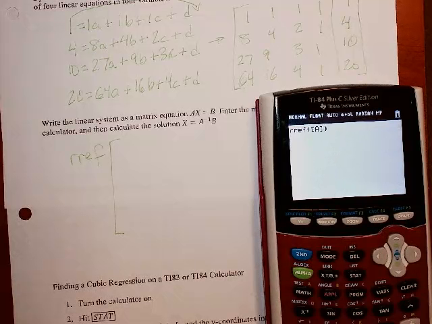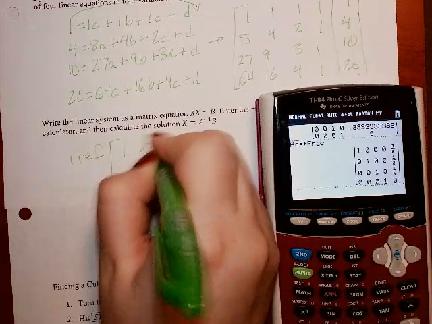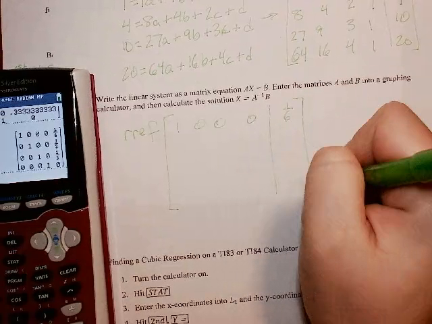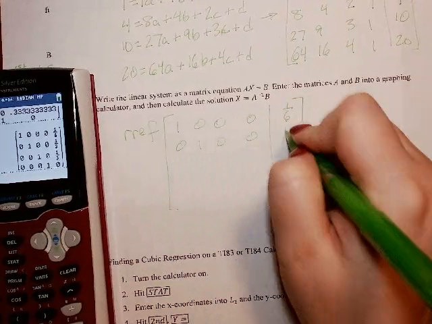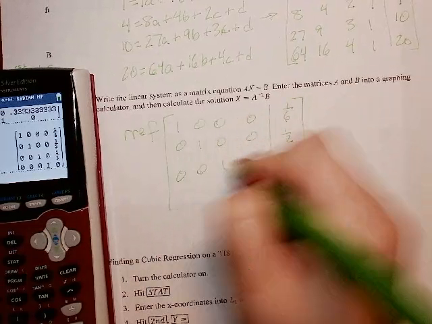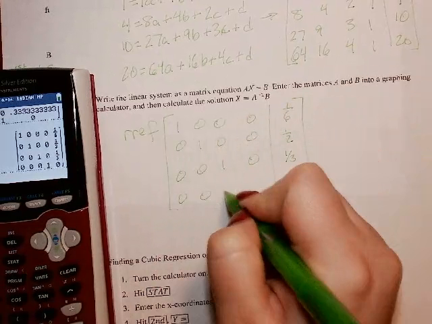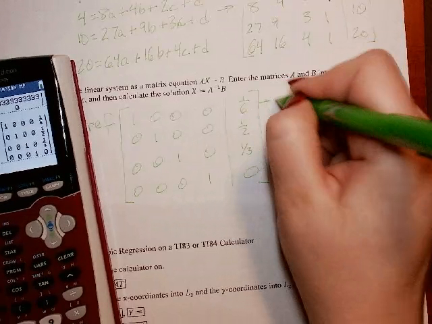I want to change it into a fraction. So then I get 1, 0, 0, 0, 1/6, and 0, 1, 0, 0, 1/2, 0, 0, 1, 0, 1/3, 0, 0, 0, 1, 0. So with these, we know that that's A, that's B, that's C, and that's D. So now we plug into our original equation.